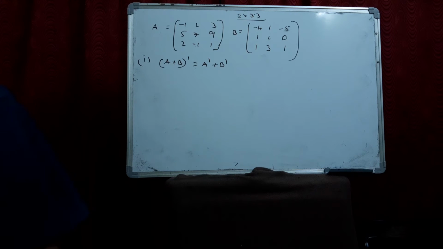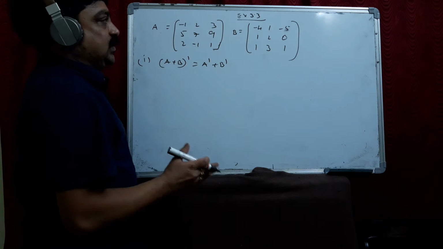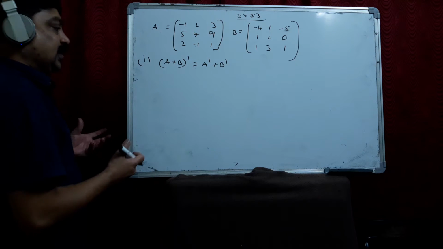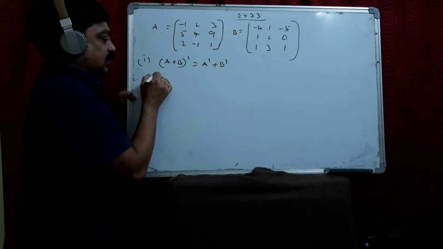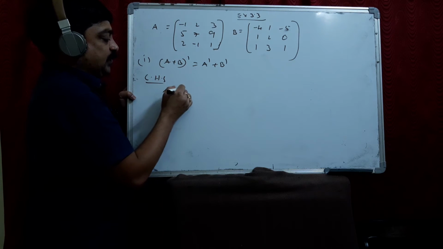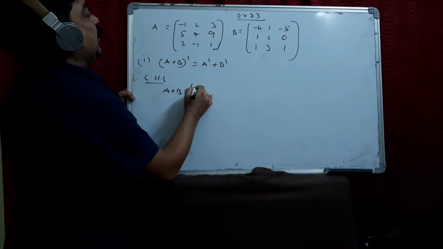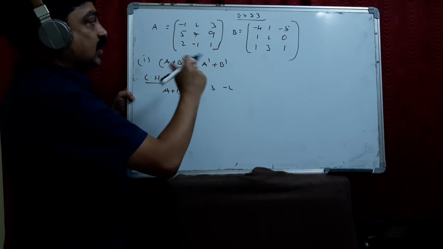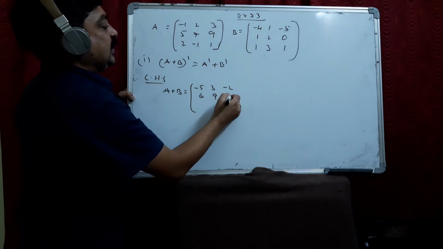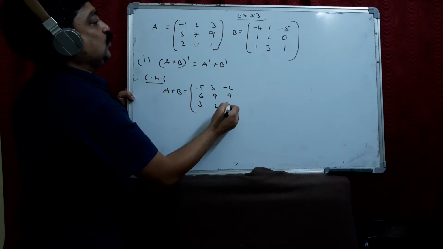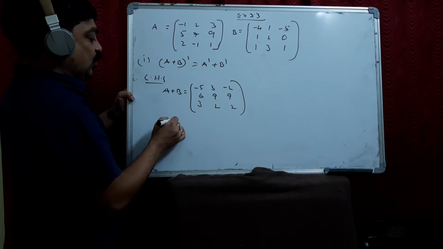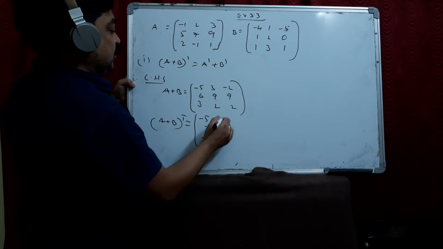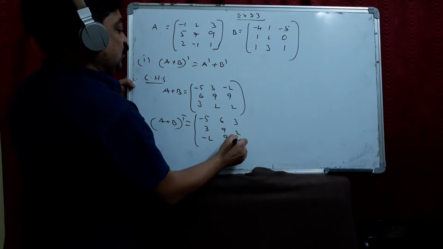See, the second question, you are asked to check. You are given two square matrices, and you are asked to check that A plus B whole transpose is A transpose plus B transpose. Let us check. LHS. First of all, find A plus B. Let us do directly: minus 5, 3, minus 2. You just need to add the corresponding elements: 6, 9, 9, 3, 2, 2. Now A plus B whole transpose is equal to minus 5, 3, minus 2, 6, 9, 9, 3, 2, 2.